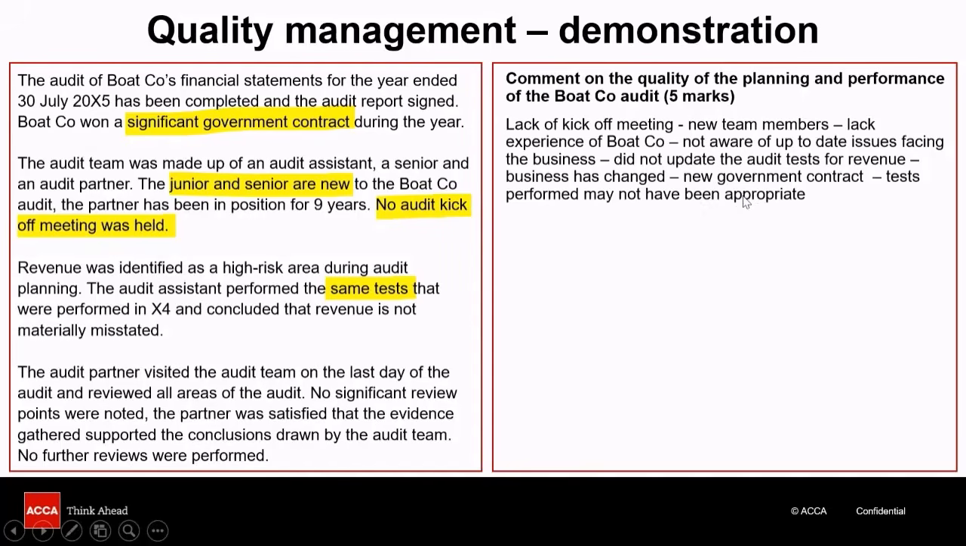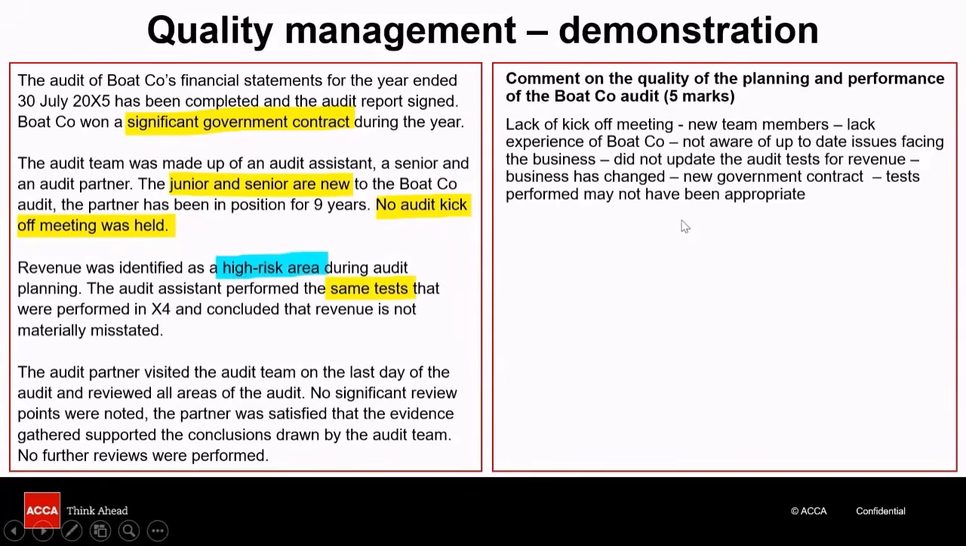Excellent. A lot of detail in there for one point, isn't there? But still a really robust point, drawing out several facts. And I'm not frightened to quote the facts in my answer. So kickoff meeting, right? Didn't update the test for revenue. What I'm not doing is just copying and pasting lots of information from the scenario. I'm taking a relevant fact and then using it, developing it.